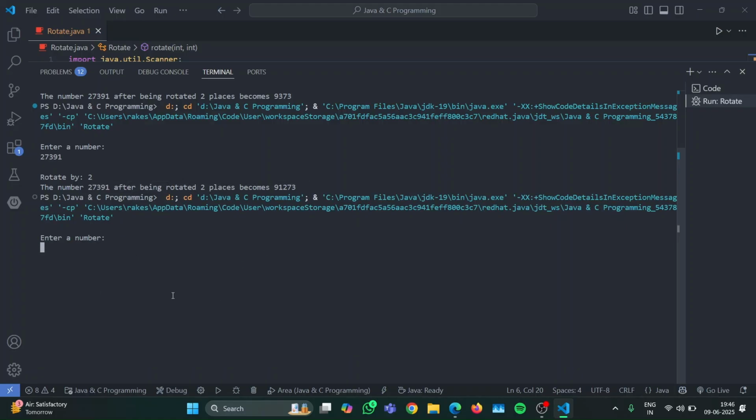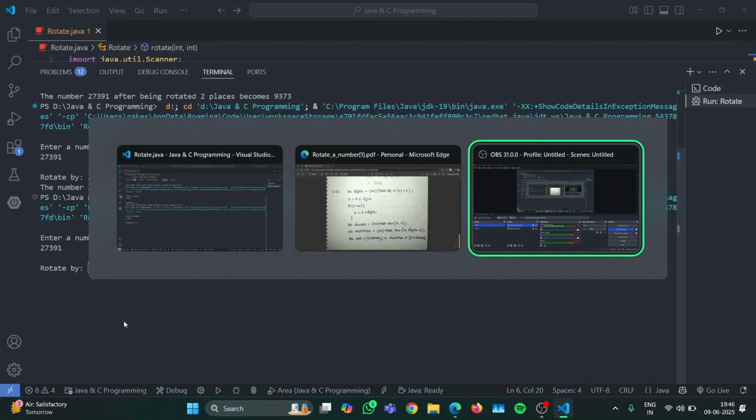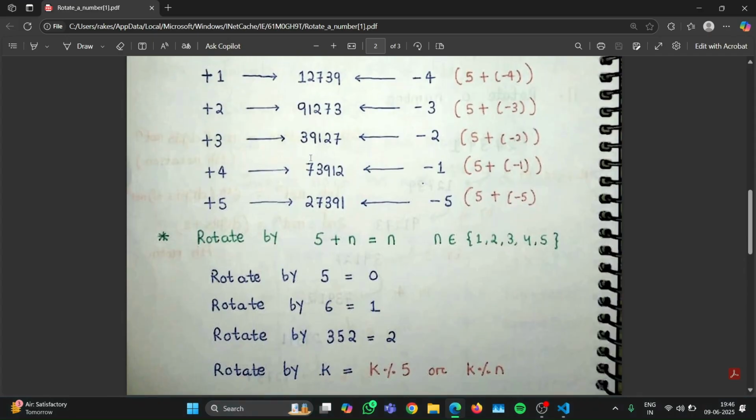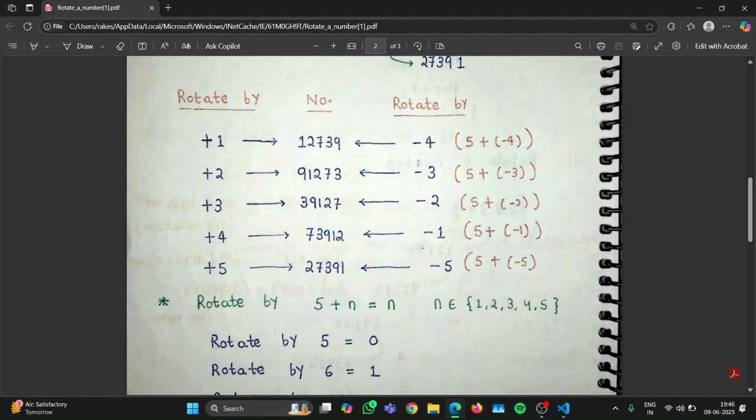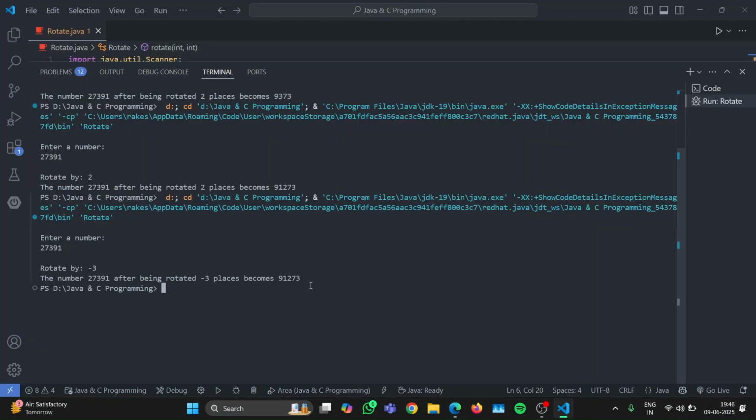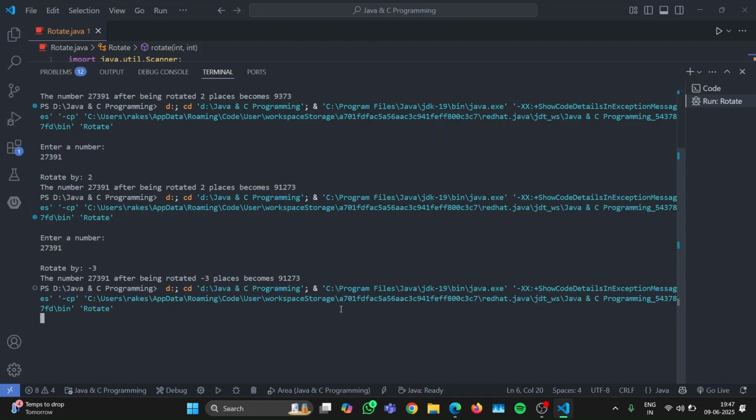So we have to compile it again and check it again. Let me give the same number. Rotate by 2 places is the same as -3 rotation, so let me give a negative value, -3. We get the same number back. Let me compile again, and this time 27391, and let me give the number 5, which is nothing but the number of digits. So we get the same number back.